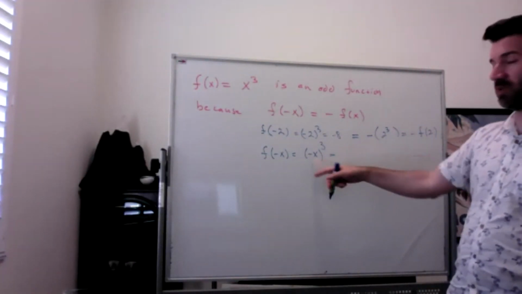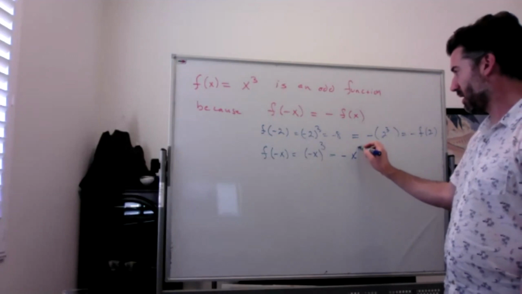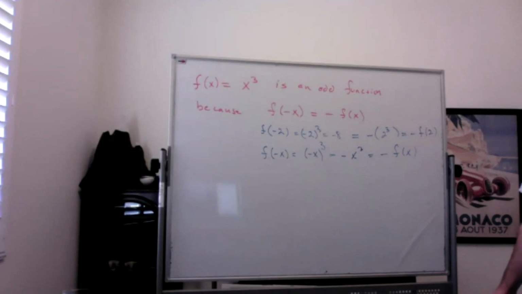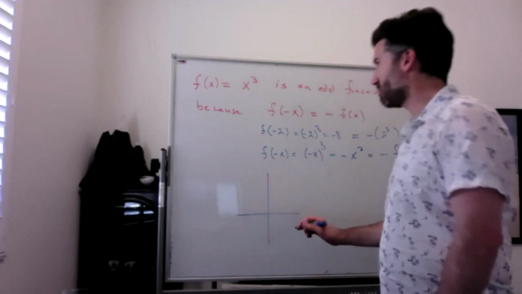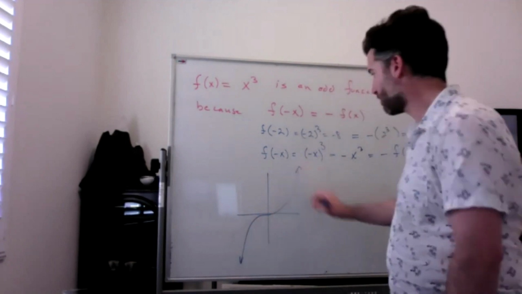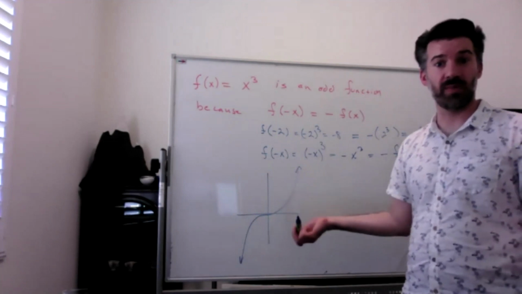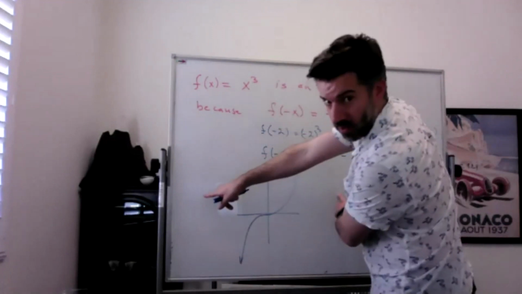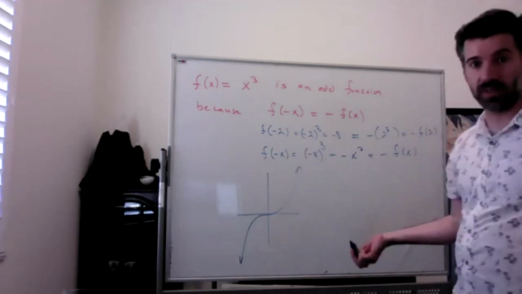So negative x cubed is negative x times negative x times negative x, which is negative x cubed, which is negative f of x. So that's an example of an odd function. And graphically, x cubed is the one that I'm never really good at drawing. It looks kind of like that. Odd functions have what we call symmetry about the origin, or rotational symmetry. If you rotate this 180 degrees around the origin, it'll look the same as it did originally. So those are examples of even and odd functions.